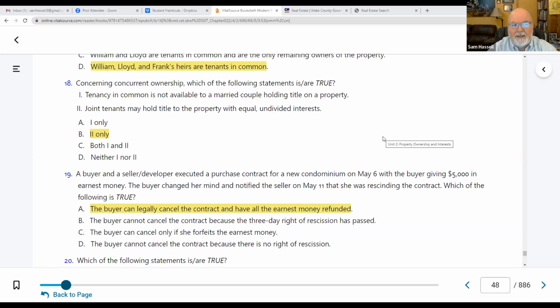So number 2, joint tenants may hold title to the property with equal undivided interest. That's true. When you're a joint tenant, one of the possessions is you want equal interests. Okay. So number 2 is correct. That is true. The other one is not.